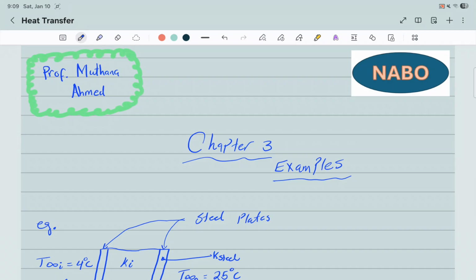Hello everyone, in today's class we're going to go through some examples on chapter 3 regarding conduction heat transfer. We're going to continue on from the last lecture where we covered the overall heat transfer coefficient and we went through the meaning of it and how it's calculated. In today's class we're going to start with an example.